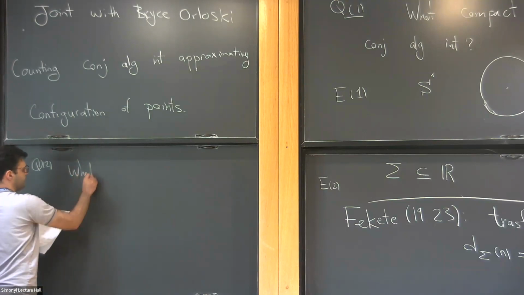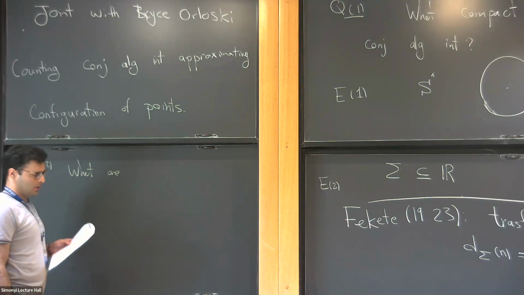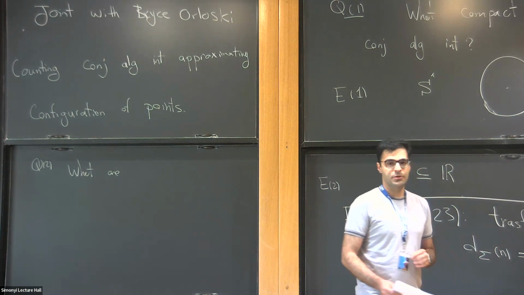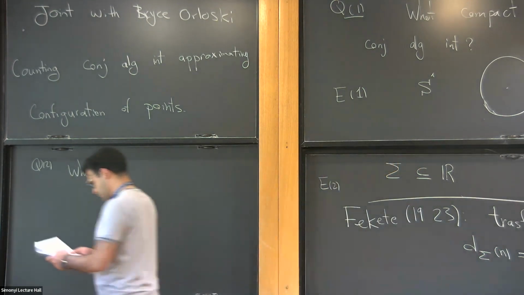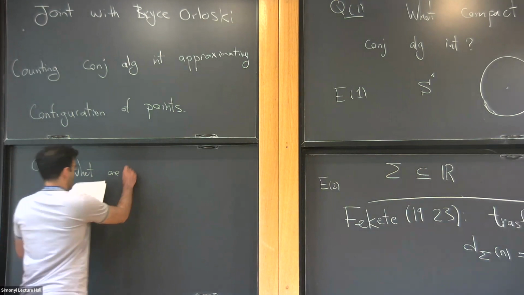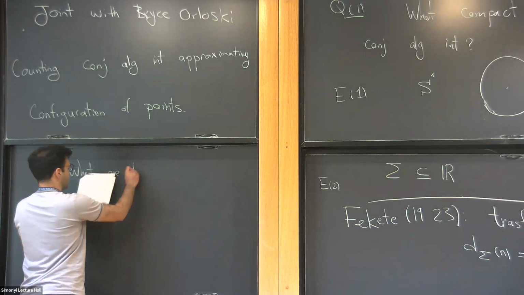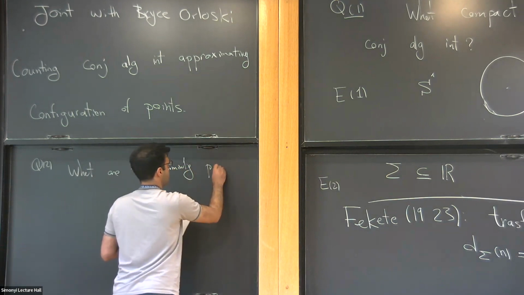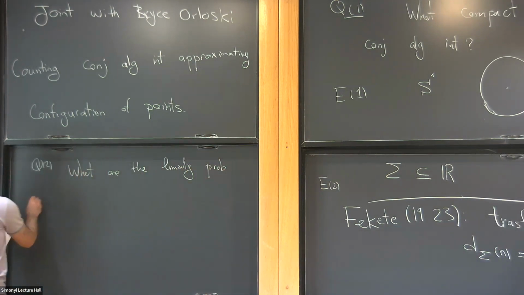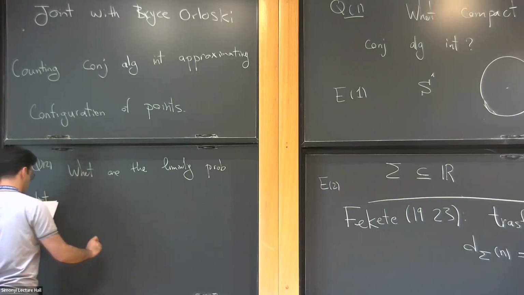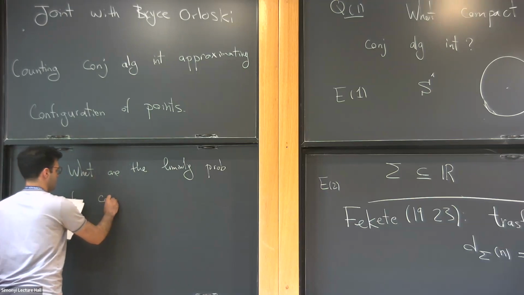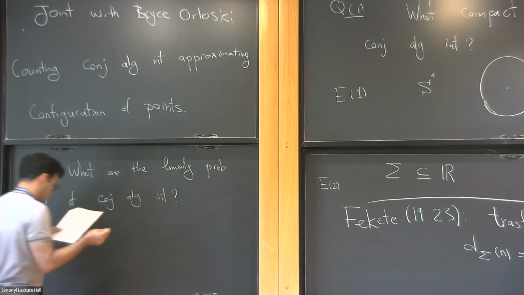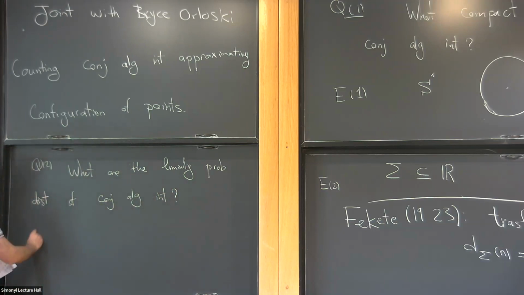other than the equilibrium measure, what are the other possible limiting distributions? Is there any or not? So this question, let me write it explicitly. What are the limiting probability distributions of conjugate algebraic integers? By limit, I mean the weak limit.